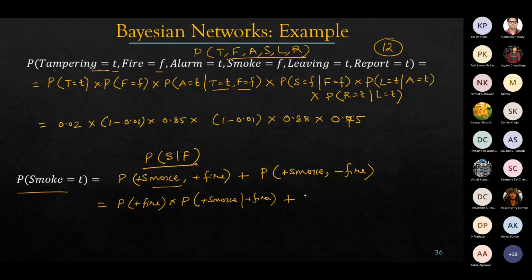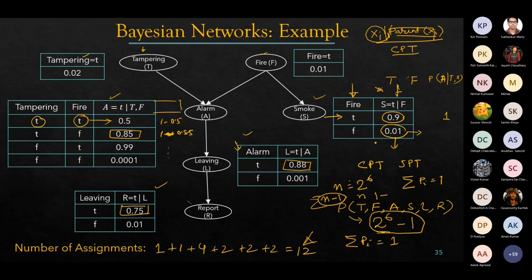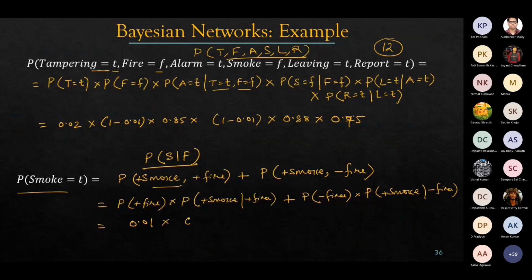And how do we write the other term? We can write this as probability of minus fire multiplied by probability of plus smoke given not fire. We know this value is 0.01; we know this from the earlier table. Smoke given fire is 0.9.